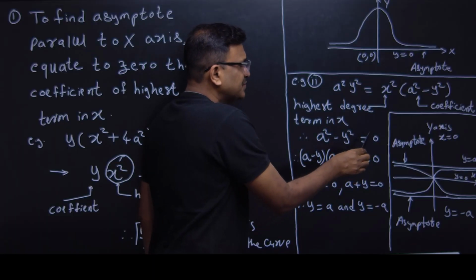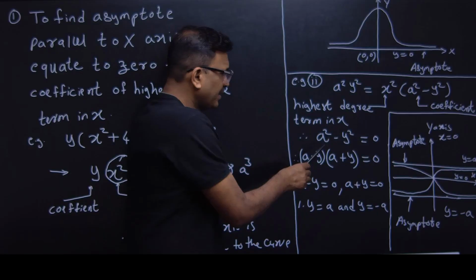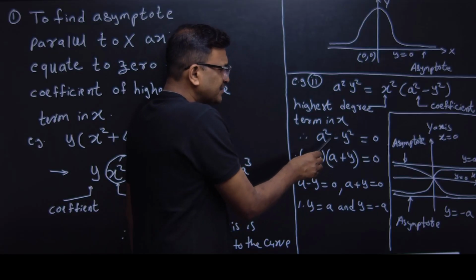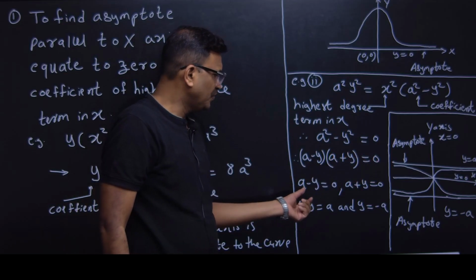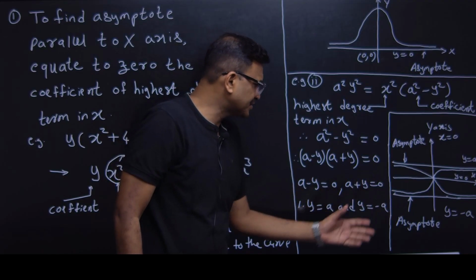This coefficient of highest degree term in x, we have to equate with 0. So we equate a square minus y square with 0. And now a square minus y square can be written as a minus y into a plus y. If we equate this with 0, we get a minus y is 0 and a plus y is 0.